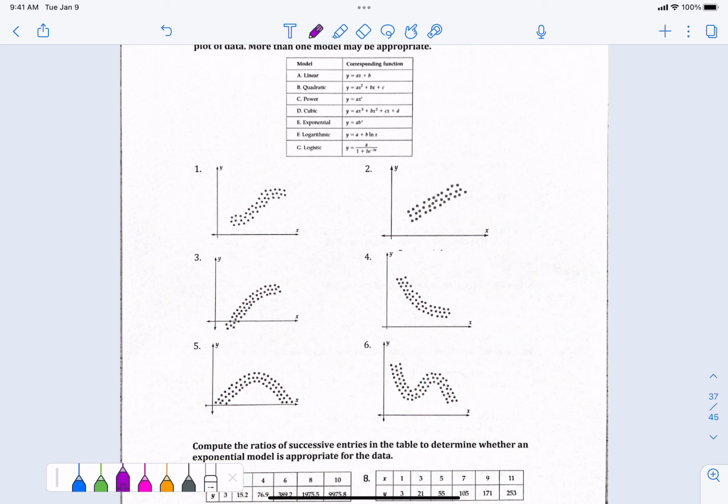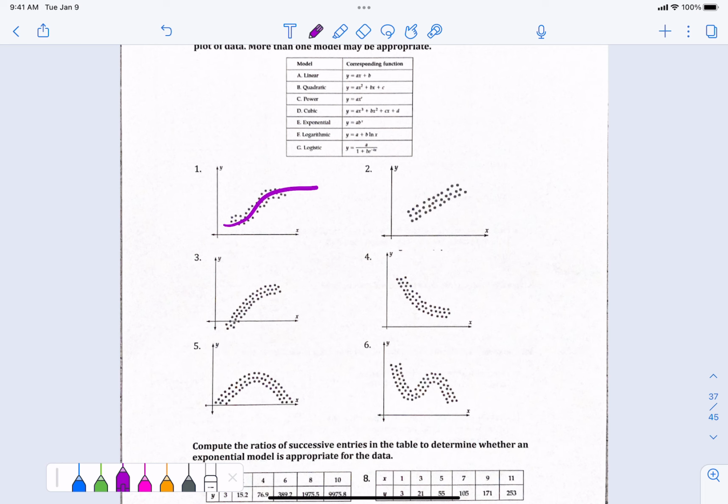Number six is obvious. What'd you put for six? D, cubic, because it's got the little humps. What about number one? That would be logistic. It's kind of doing one of these little things and tapering off. Yep. Some of them I'll take more than one answer, like number three or number four. Those ones are going to be tricky.